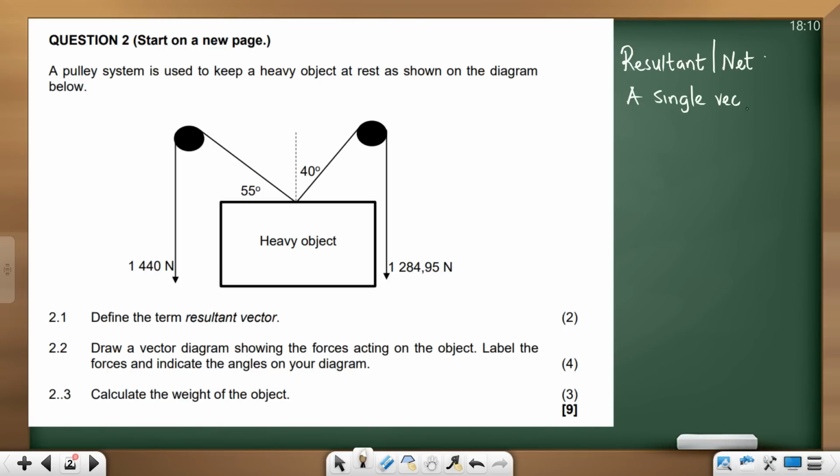A single vector that has the same effect as 2 or more vectors. So even if you have 100 vectors, you can combine them together into one, and we call it Fnet. A single vector that has the same effect as 2 or more vectors. All right, I hope we are good there.